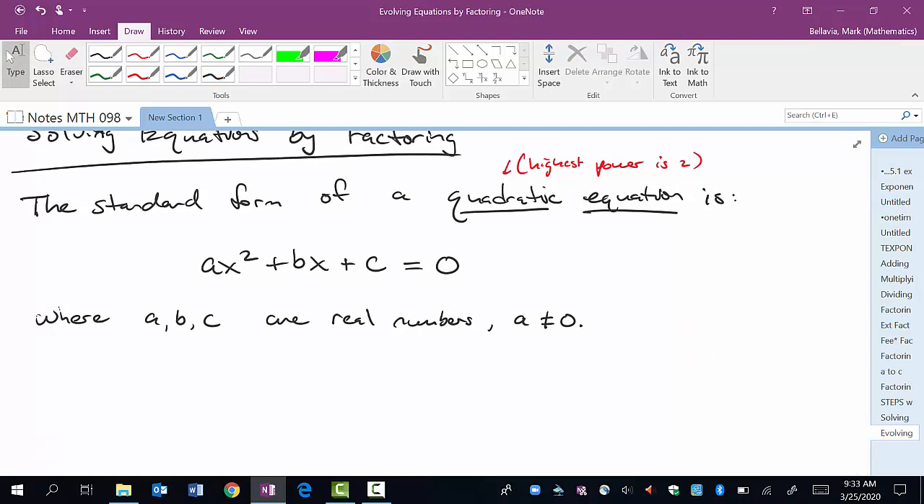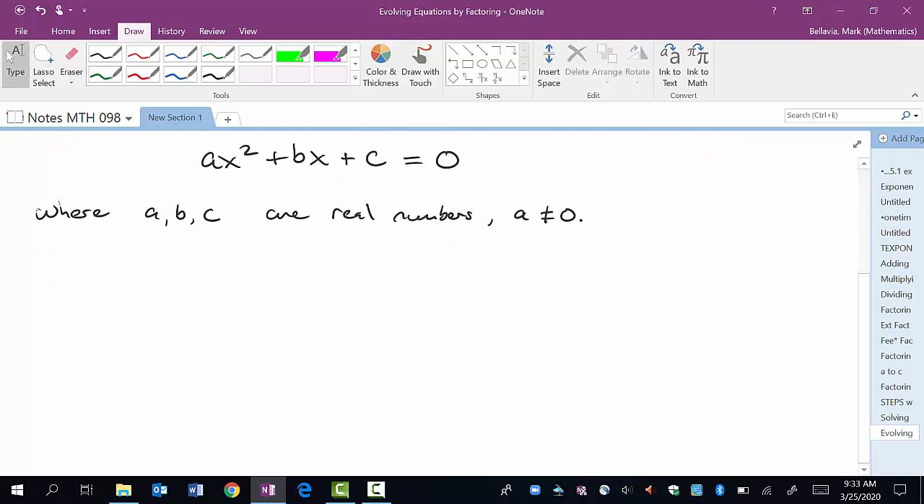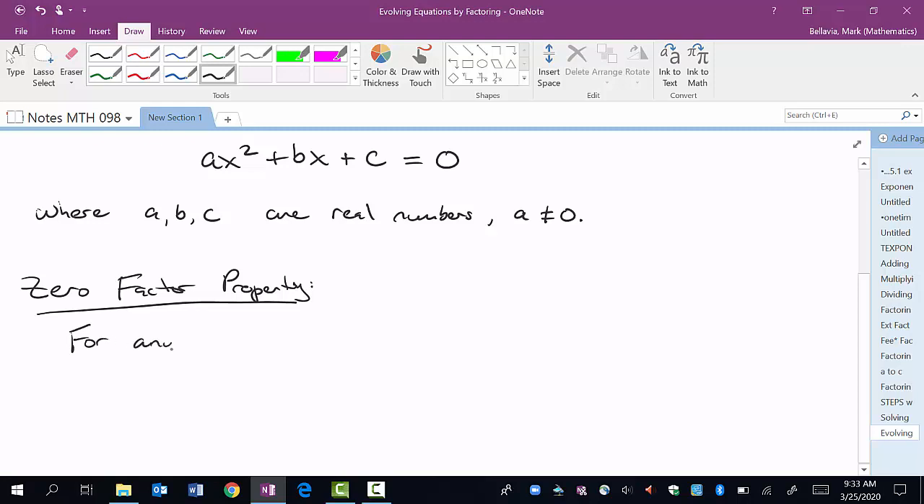The way we're going to solve this is by using what we call the zero factor property. The zero factor property is probably something that you have an understanding of, but probably haven't seen written formally. But the zero factor property says for any two real numbers a and b, if a times b equals 0.